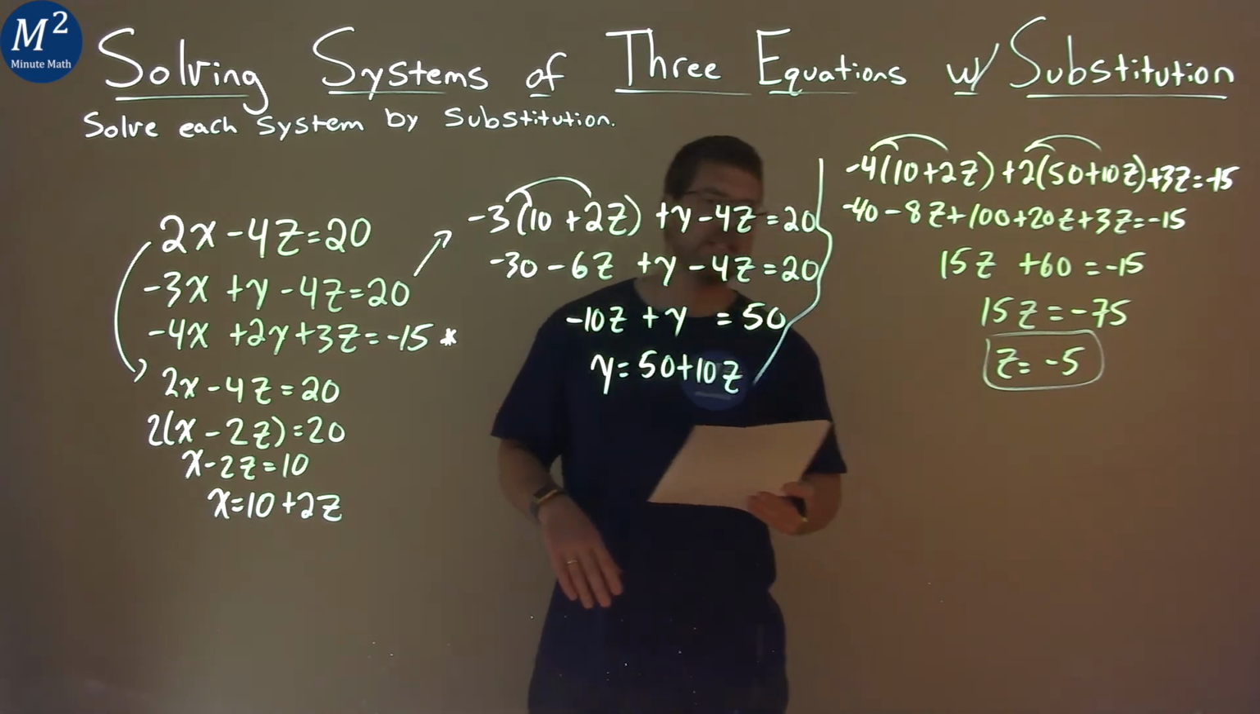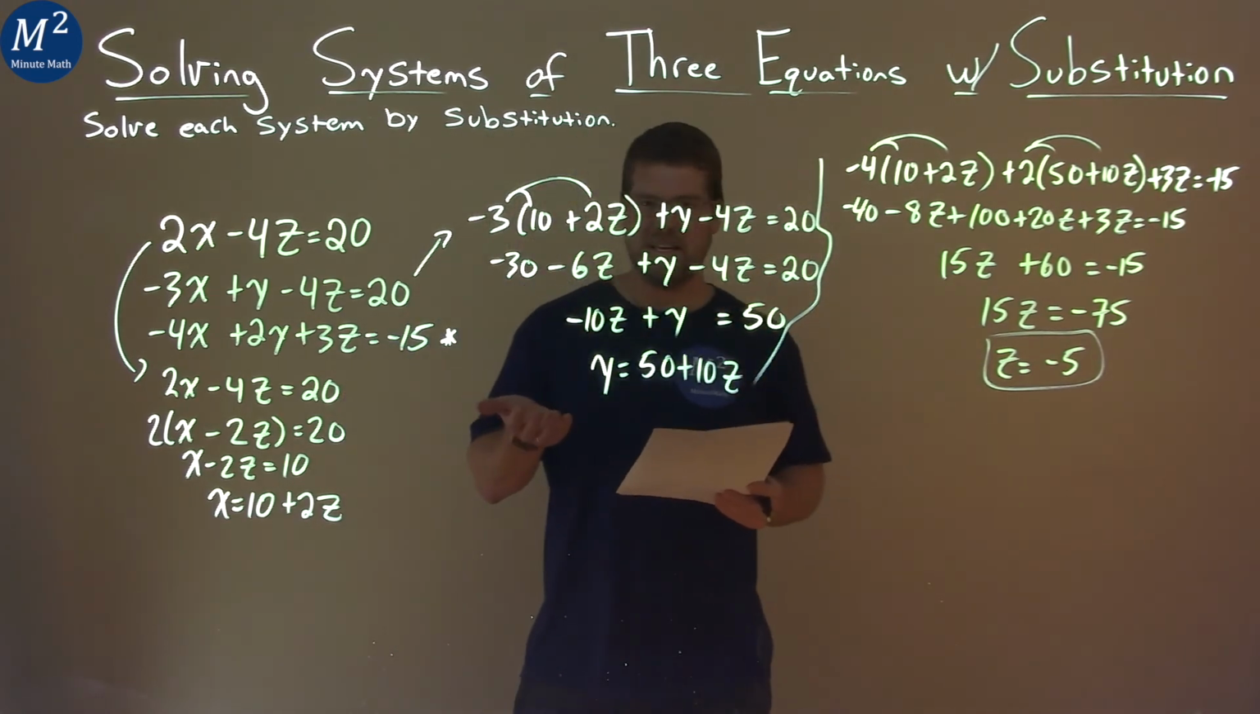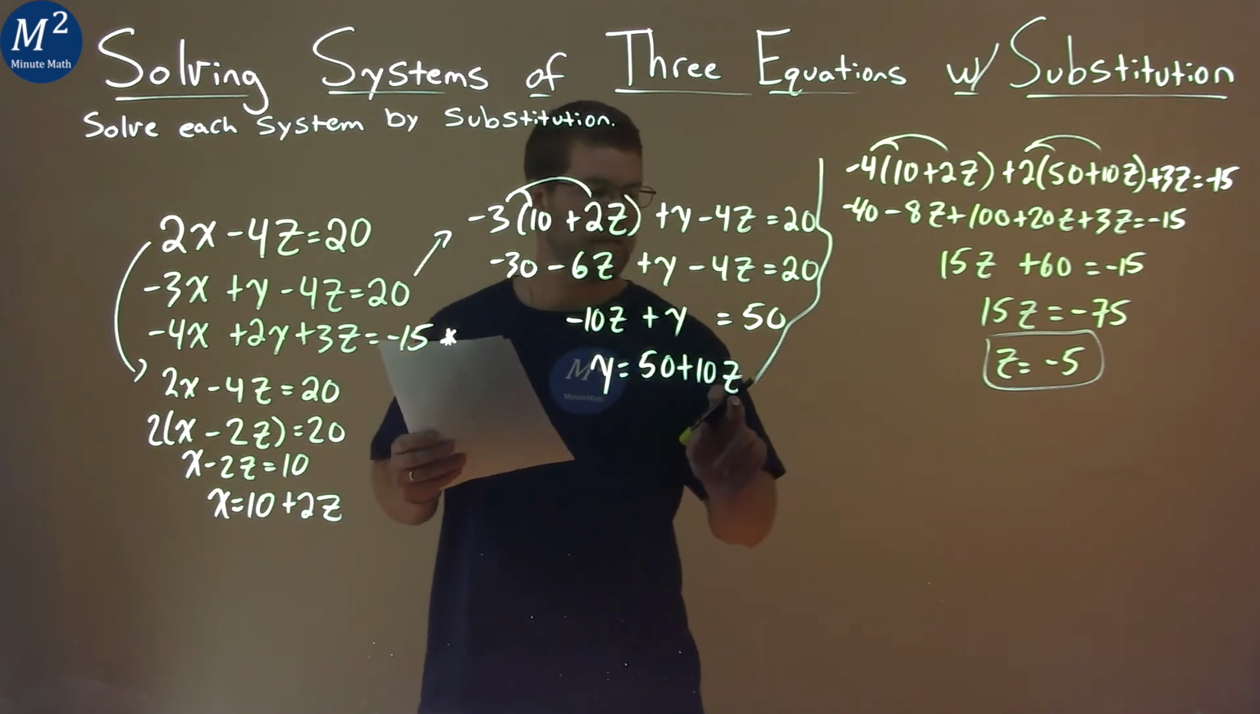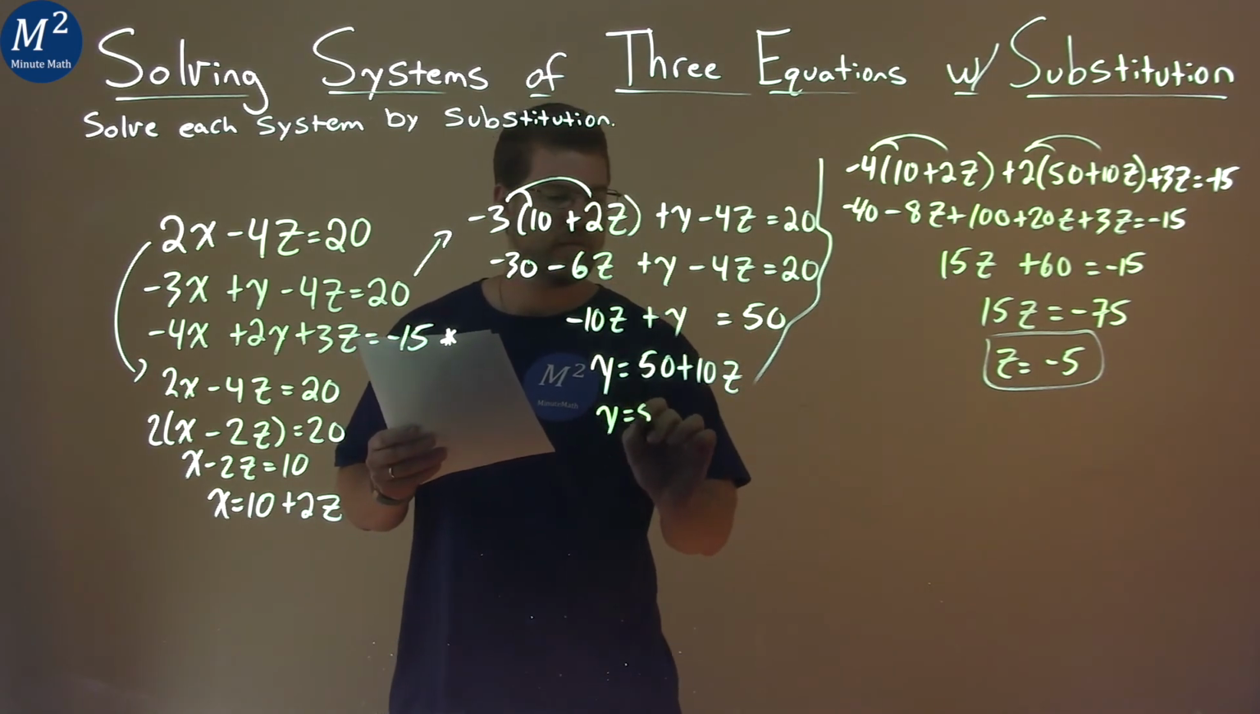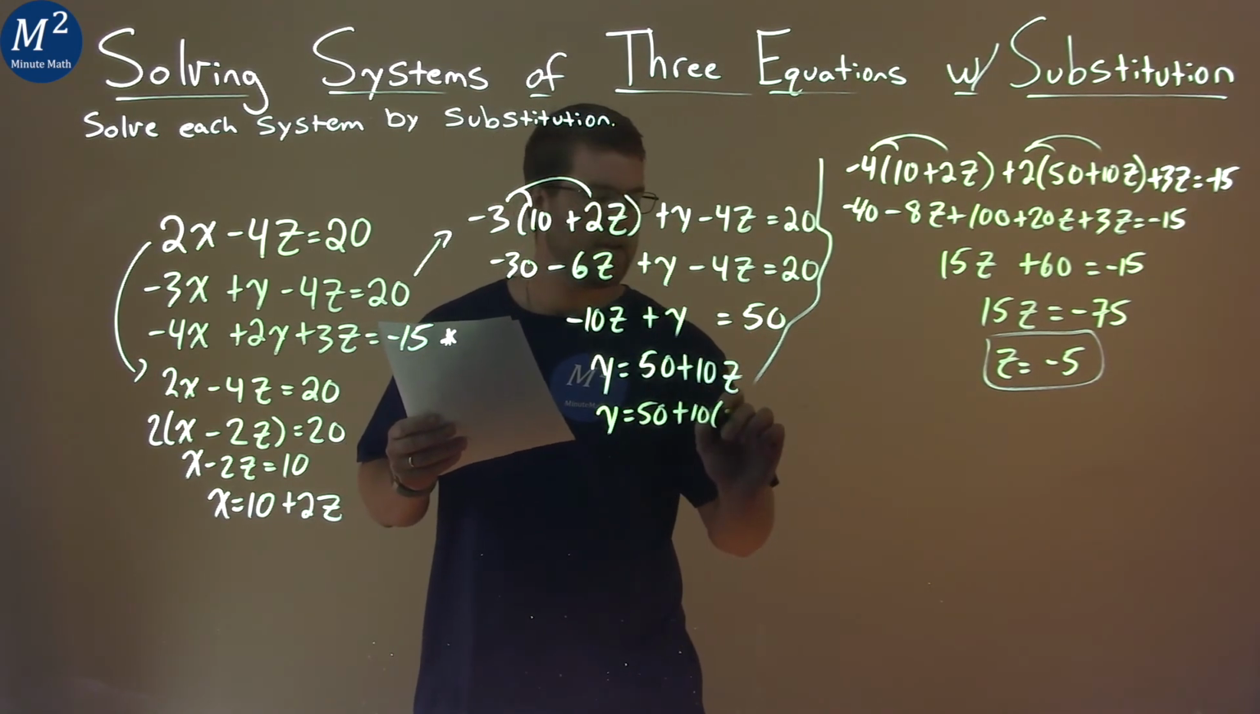After all that, we got our z value, but the rest is pretty easy to get now. We take that z value, let's plug it in for this z, to get y by itself. 50 plus 10 times a negative 5.